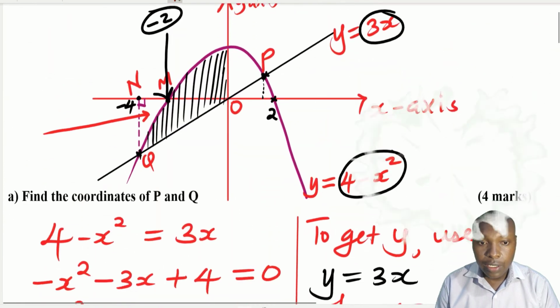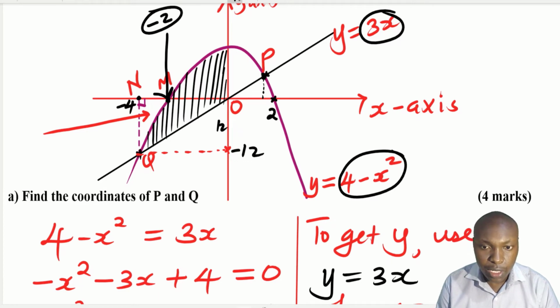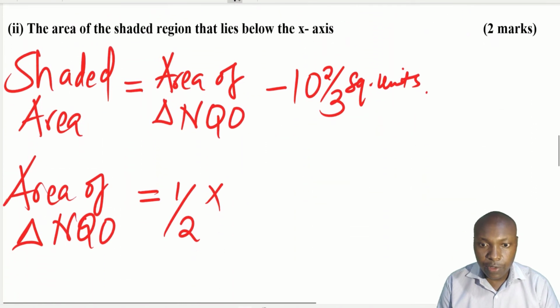Now to get that, look at this triangle. It runs from 0 to negative 4. Those are 4 units. That is the base. Then the corresponding y value there. Remember, we got the coordinate of Q as negative 4, negative 12. So that height will therefore be 12 units. The coordinates of Q give everything there.